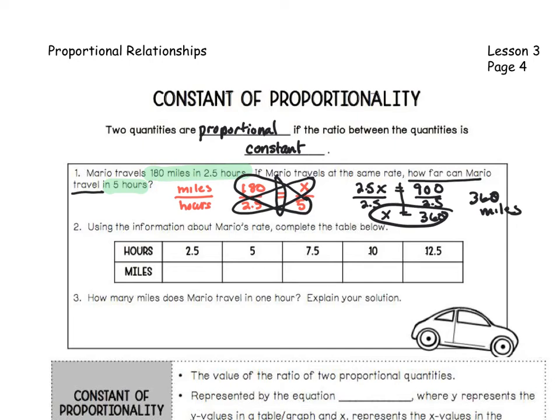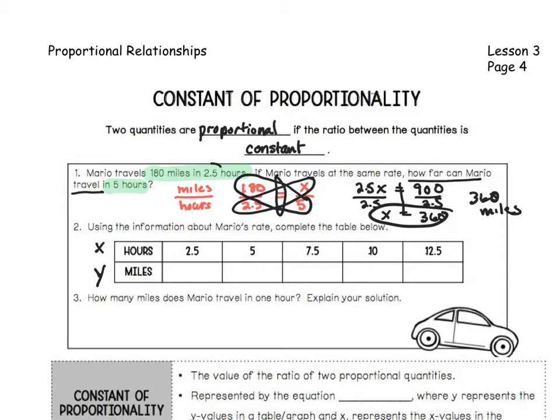Number 2 says using the information about Mario's rate. So we're going to tie in what we learned in question 1 to this. It asks us to complete the table below. And I'm noticing that they mentioned hours first, and whatever they mention first, we usually refer to as the x values. And then in the table I see miles. So in the table the second value is usually the y values. And they mention for us to use the information above.